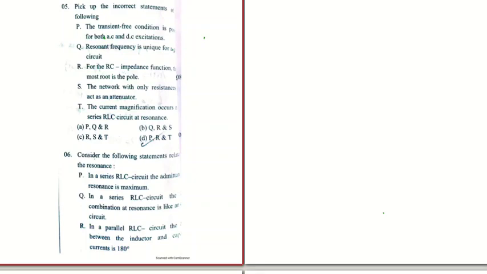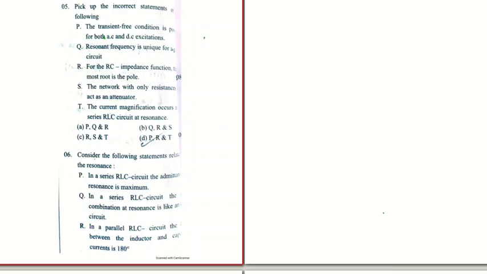So the transient free condition is not possible for both AC and DC excitation, especially in DC excitation if there is an inductor and a capacitor. Now coming to the next statement, it is said that resonant frequency is unique for a given circuit, which is true. What is the resonant frequency? It is 1 divided by 2 pi root LC. Whenever L and C change, there will be a change in the frequency. So that statement is correct.